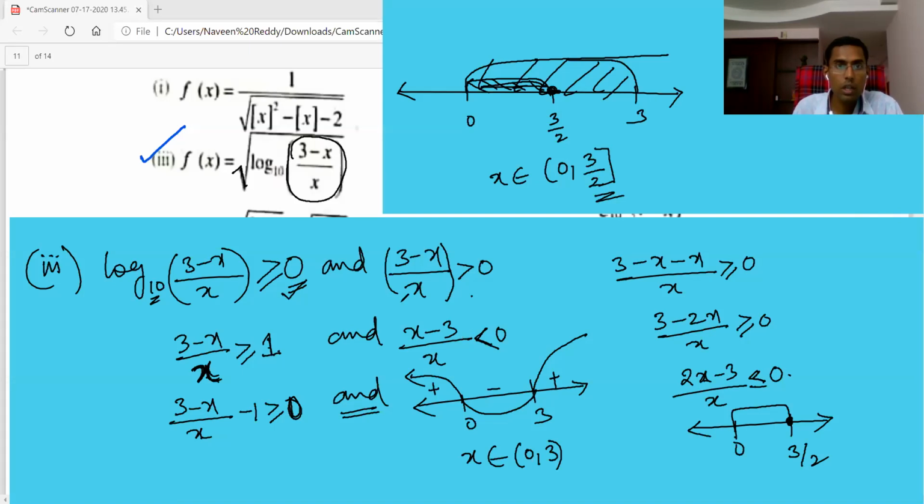So what we did here: whatever is under root, that is greater than or equal to 0. Whatever is there under root, that one thing is greater than or equal to 0.